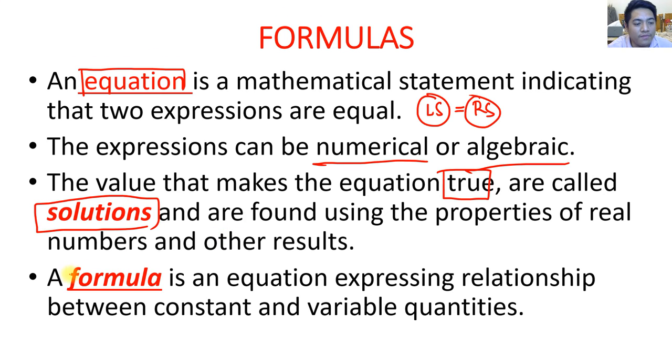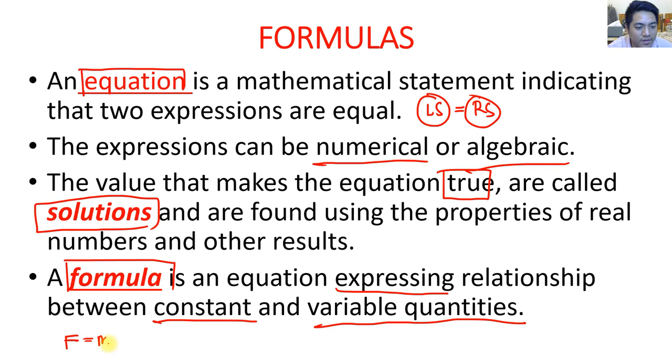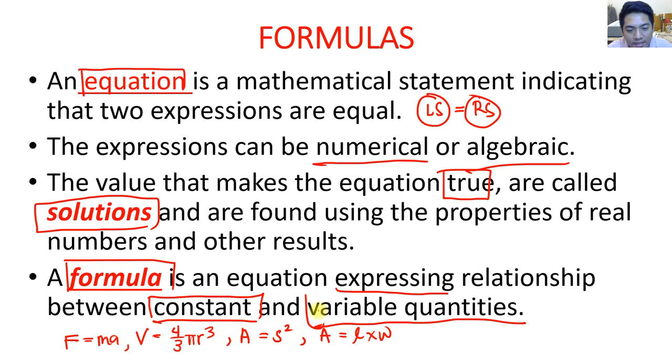On the other hand, a formula is an equation expressing a relationship between constant and variable quantities. Such equations we have seen: F equals ma, the volume of the sphere, 4/3 pi r cubed, the area of the square, the area of the rectangle, length times width. Okay? So basically, these are all formulas that represent a relationship between the constant and variable quantities given in the problem.